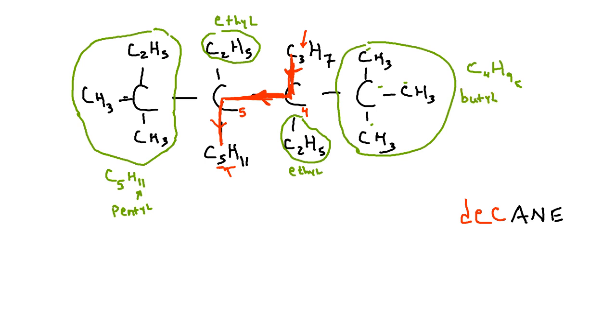Okay, so let's list these additions alphabetically. Okay, so first we have butyl, B. Next, I guess we have ethyl. And then finally, we have this pentyl. I think that covers everything, pentyl.